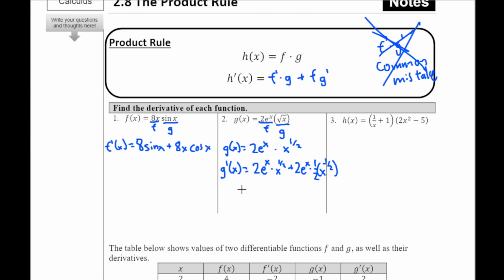Now we can rewrite this. If you really want to leave it at this step, it's honestly fine as long as you get the process, but I'd recommend you simplify a bit. So 2e to the x times root x. See, the 2 and 2 cancel out. So it's e to the x over square root of x, because it's x to the negative 1/2, so it's the root x on the bottom. So that's what your g prime of x is equal to.